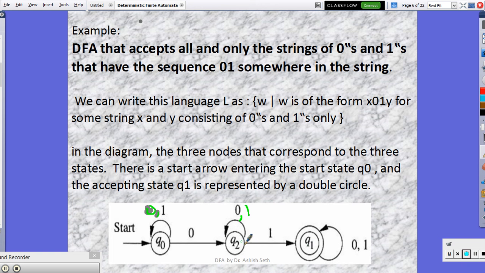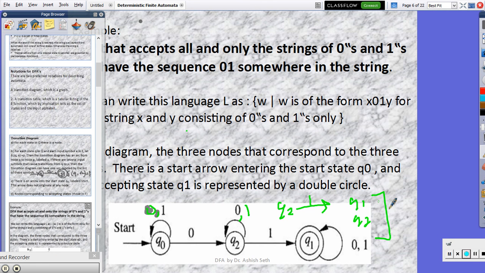Now if you see here from Q2, if I put 1 here also, then from Q2 on input 1 we can either go to Q1 or also to Q2. Means if from Q2 I input 1, now we have two options, either we can go to Q1 and also we can go to Q2. Now this is the ambiguity. So this is non-deterministic, which we will study later, and how we can convert non-deterministic to deterministic. Deterministic means that for every transition, for every input, we have a determined state. There is no ambiguity, no confusion.